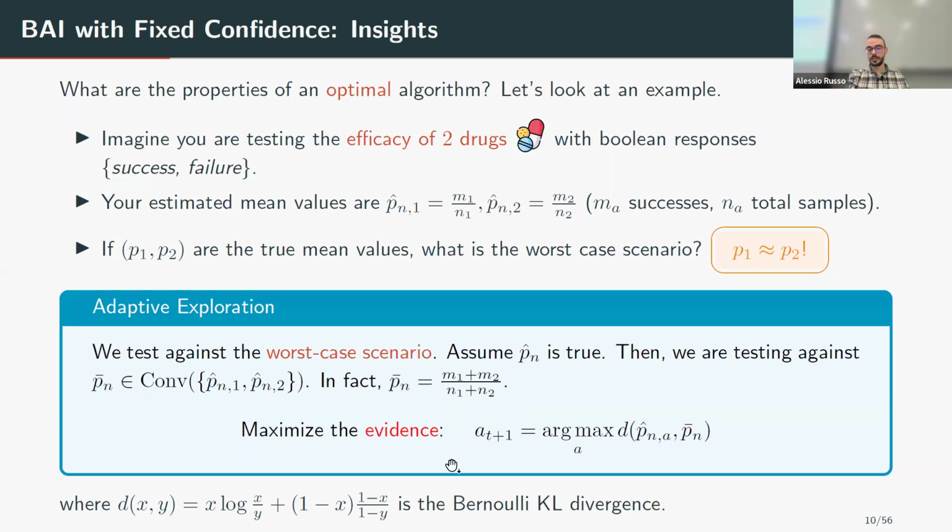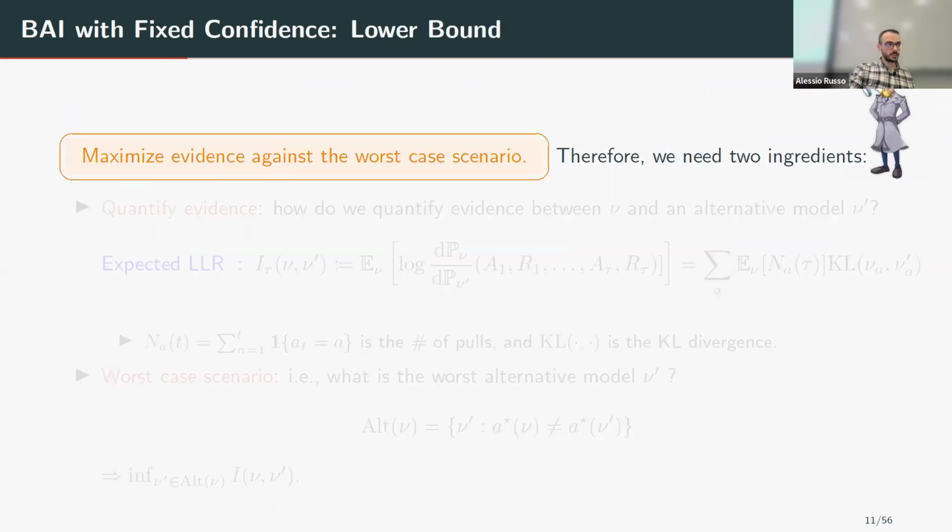And then in that example, I told you that we should select the next drug to use according to the drug that maximizes the amount of information that we get from the system. So the one that maximizes this divergence between the empirical mean and this adversarial mean. So the idea is we want to maximize the evidence against the worst case scenario.